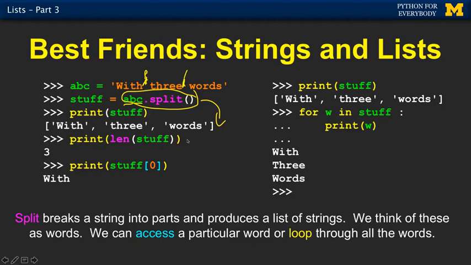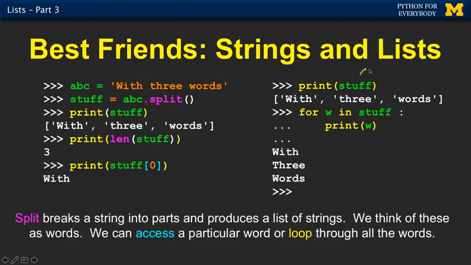Now when we're done, we see in that particular string there were 3 words, and we can pull out the first word by printing stuff sub 0. So this is a really convenient thing. Sometimes we want the second word or the third word, or who knows, maybe we want to write a loop that loops through all the words. It's very, very easy to do.